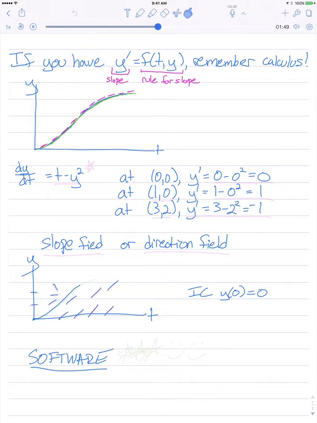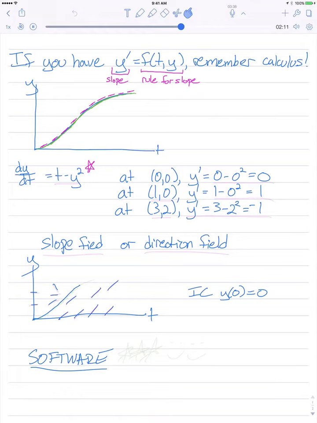So let's do an example. dy/dt equals t minus y squared is going to be our differential equation. And let's just figure out the slope at a particular point. I'm going to choose t equals 0, y equals 0. And remember, t is the independent variable and y is the dependent variable, but we're just going to pretend for now that we can choose whatever values of each of those things that we want.